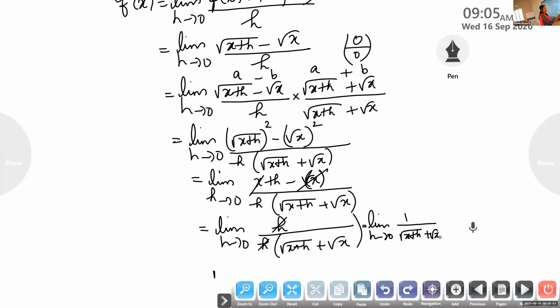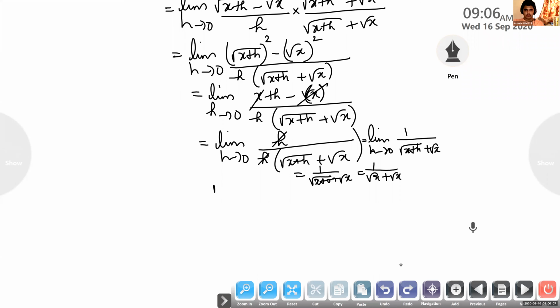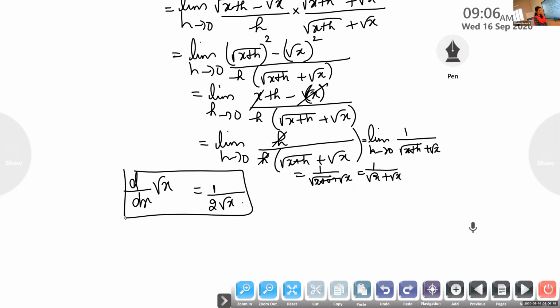Now you take the limit. You put h is 0. When you put h is 0, what will you get? 1 by root of x plus 0 plus root x. So that is 1 by root x plus root x, which is 1 by 2 root x. So derivative of root x is 1 by 2 root x.